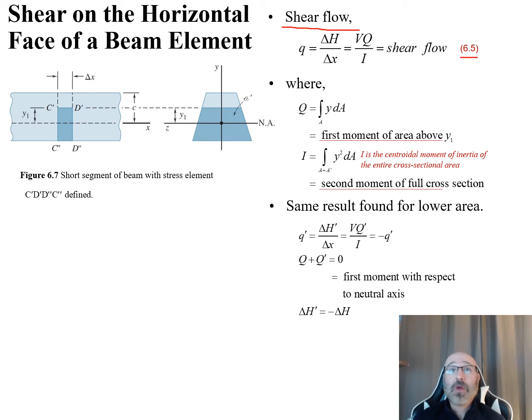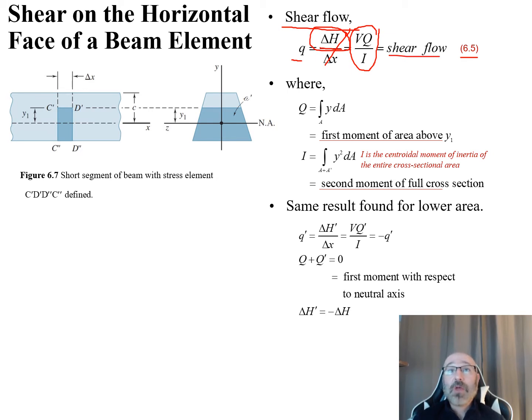So now we've derived an expression for our shear flow, and this again relates back to equation 6.5 in our textbook. We have our shear flow, our lowercase q, was equal to this delta H over delta x, so we showed we had a relationship for delta H that we could plug in there. We cancel all our delta x, and we were left with our VQ over I, which is again our shear flow.